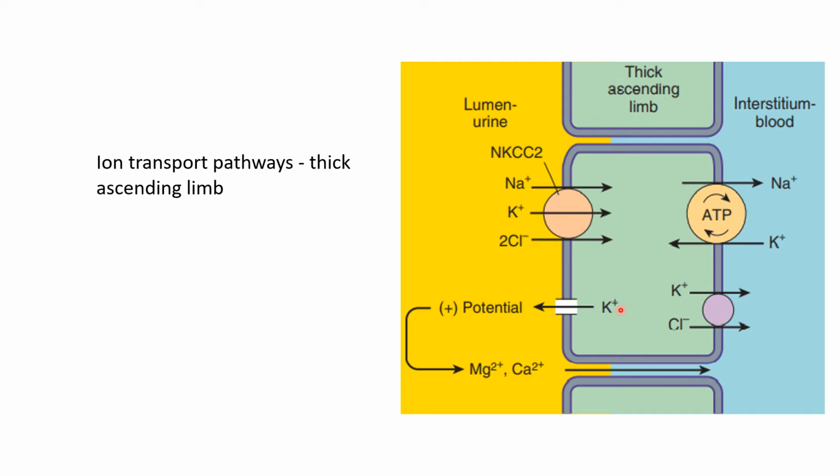this excess potassium comes out of the cell through the potassium transporter which is present here. So this creates an increase in the positive electric potential in the lumen. So in order to maintain the neutral electric potential, more cations like magnesium and calcium get passively reabsorbed through the luminal membrane. Okay, so in the thick ascending limb, sodium, potassium, chloride ions along with calcium and magnesium reabsorption occurs.